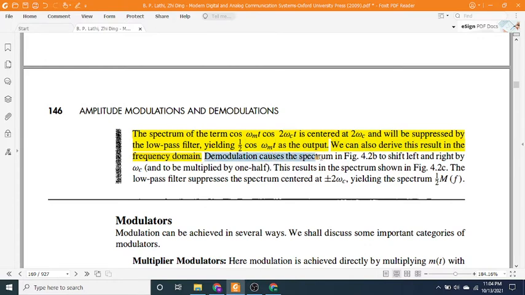Demodulation causes the spectrum in Fig. 4.2b to shift left and right by ωc and to be multiplied by 1/2. This results in the spectrum shown in Fig. 4.2c. The low-pass filter suppresses the spectrum centered at plus or minus 2ωc, yielding the spectrum 1/2 M(ω).